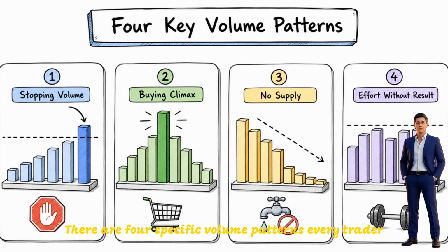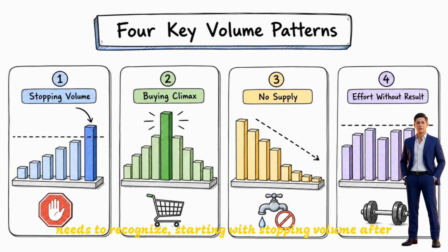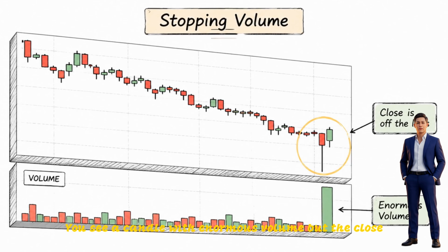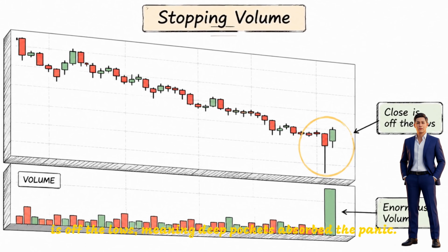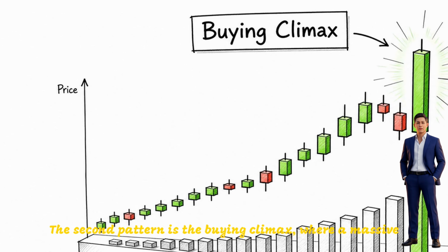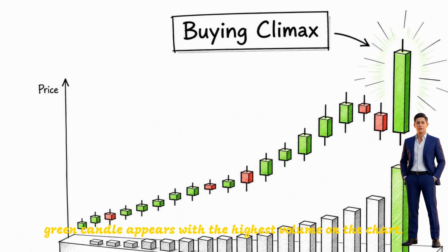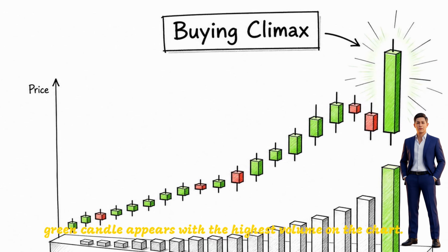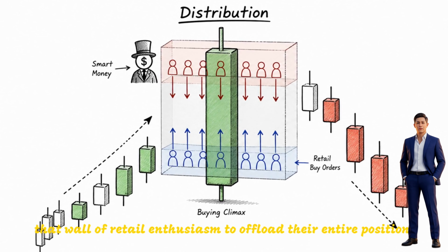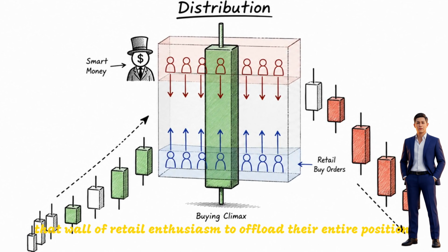There are 4 specific volume patterns every trader needs to recognize. Starting with stopping volume after a prolonged decline. You see a candle with enormous volume, but the close is off the lows, meaning deep pockets absorbed the panic. The second pattern is the buying climax, where a massive green candle appears with the highest volume on the chart. Most people see strength, but institutions are using that wall of retail enthusiasm to offload their entire position.